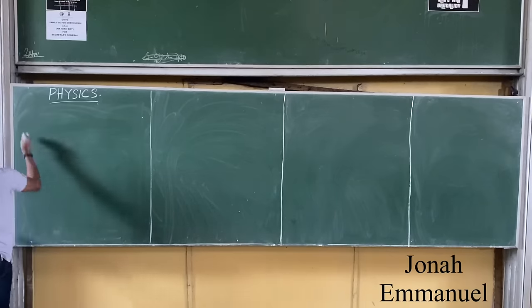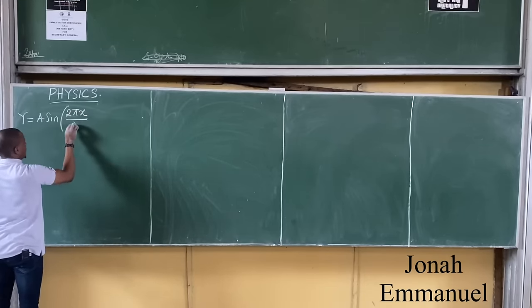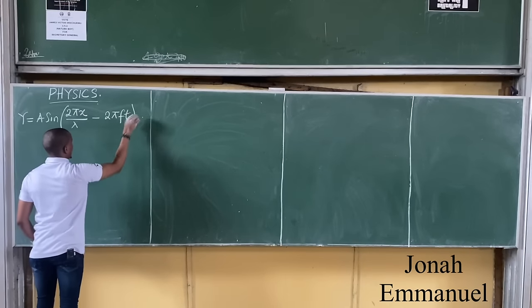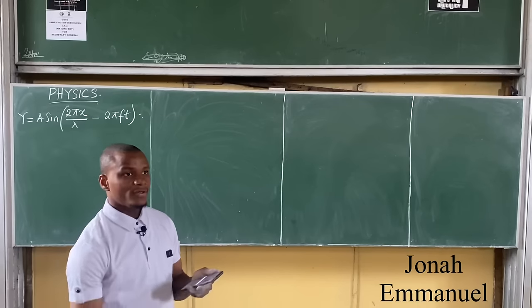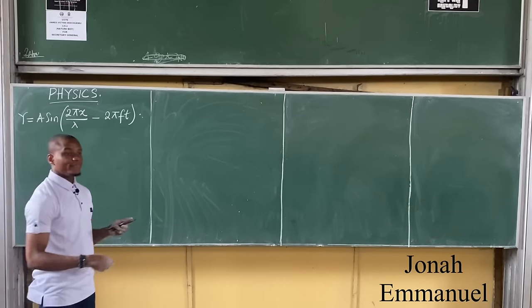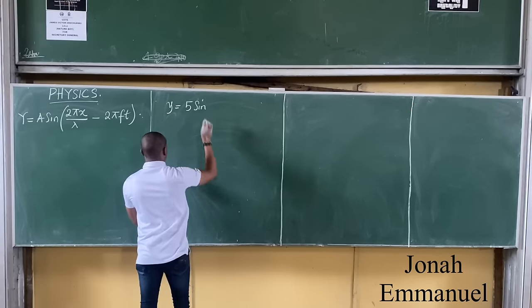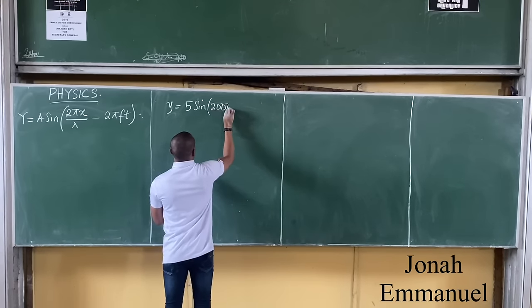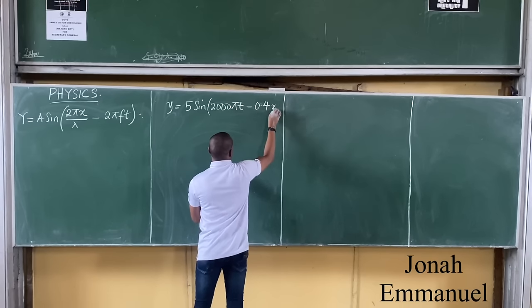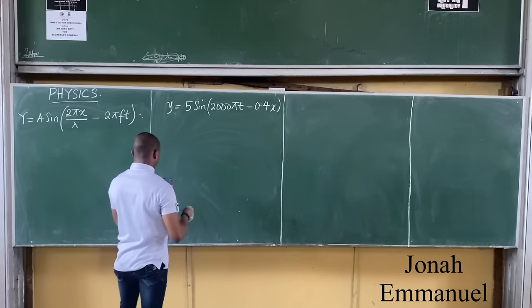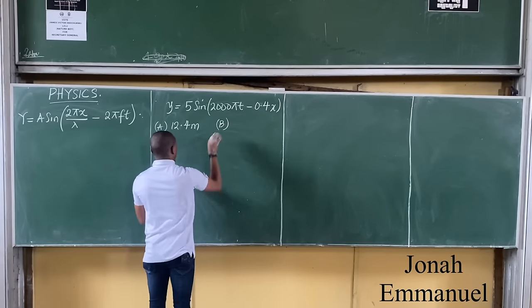He said y is equal to A sine (2 pi x over lambda minus 2 pi f t). Think of it. Example: given the progressive wave equation y is equal to 5 sine (2000 pi t minus 0.4x), calculate the wavelength. Here are your options.